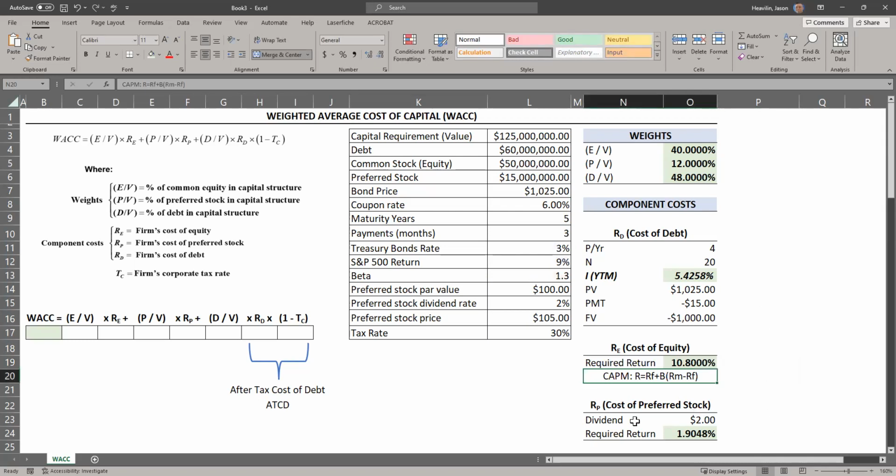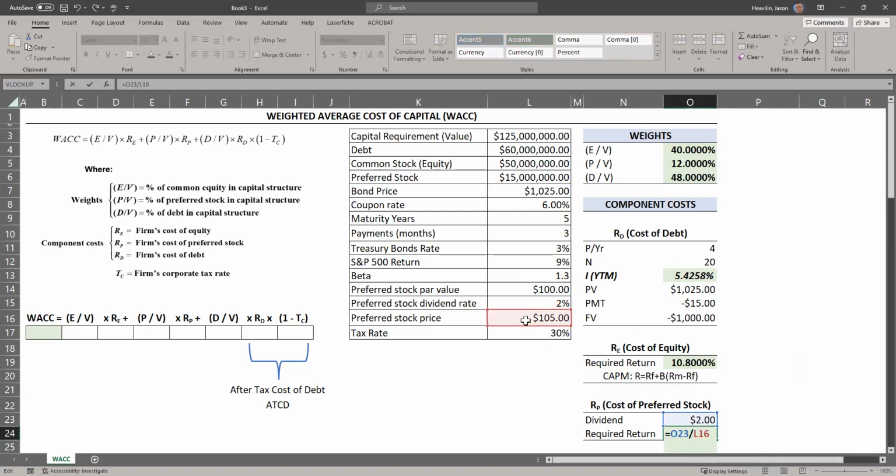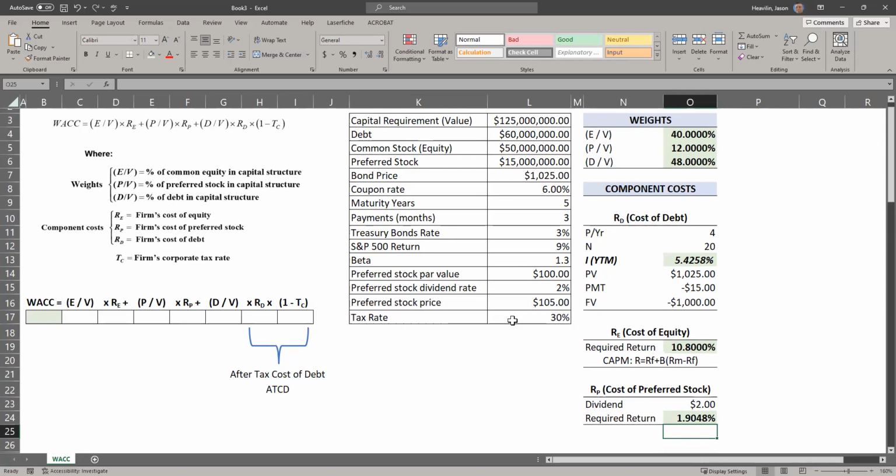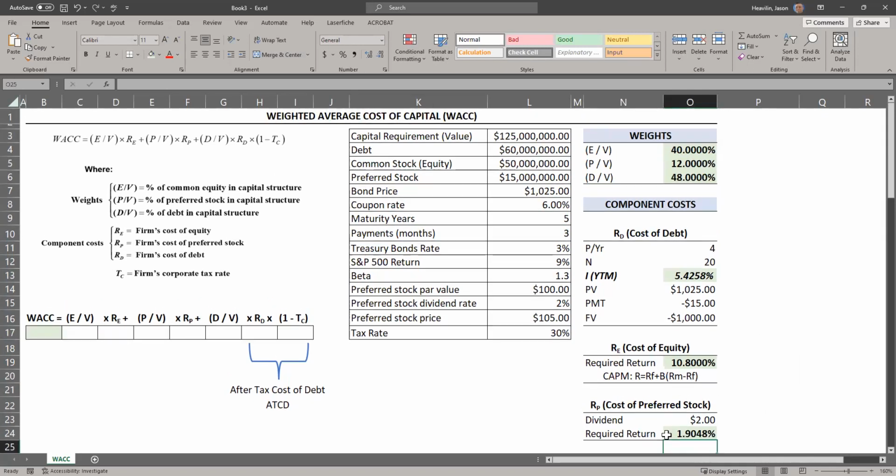And then to get the cost of preferred stock, first we need to find the dividend, which is the 2% of the par value. And then we use that dividend and divide it by the actual price of sales, and that gives the required return on the preferred stock. Now we have the numbers that we need to fill in all these here. So all I'm going to do is here, EV. That's my EV there. So I'm moving the 40% in there.